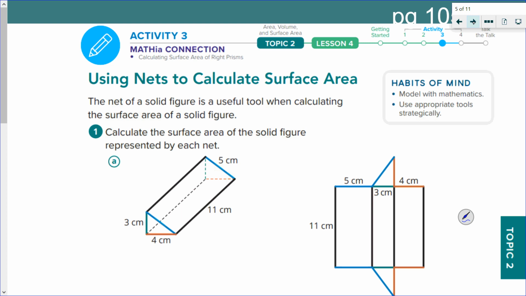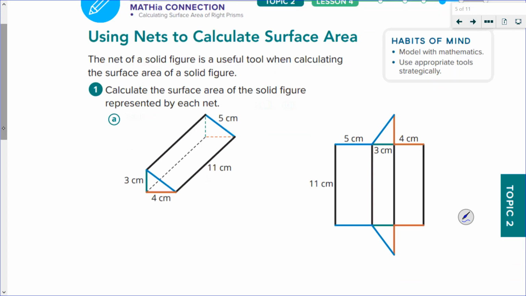Sorry. Okay, just a quick note. Listen up. So on this one, the net of a solid figure is a useful tool when calculating the surface area of a solid figure. It's actually easier if you just fold it out in a net, because at that point all you're doing is a complex figure. You guys have learned how to do the complex figures already. I just break it into pieces, find those pieces, and then put it all back together.